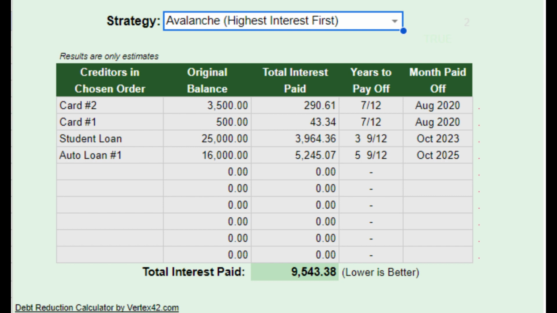Now let's take a look at it from the perspective of the Avalanche, where, using that same form of debt, we're going to pay off credit card B first, then credit card A, followed by our student loans, and then lastly, our car note. And that's just because we're looking at the price of the debt, the interest that's being charged. And when we look at it from a mathematical standpoint, there is a difference.